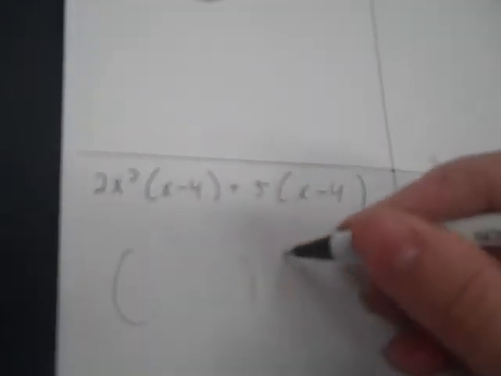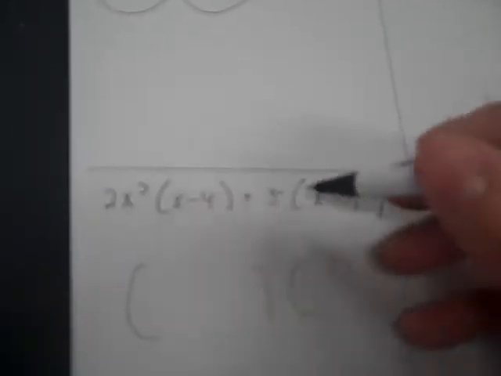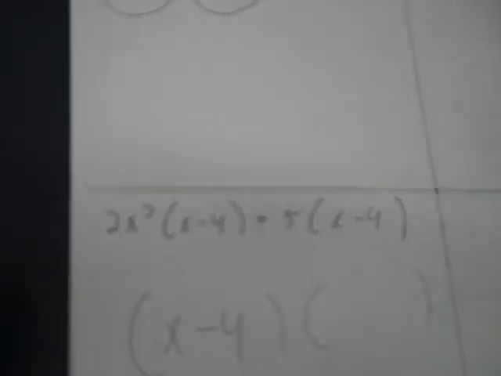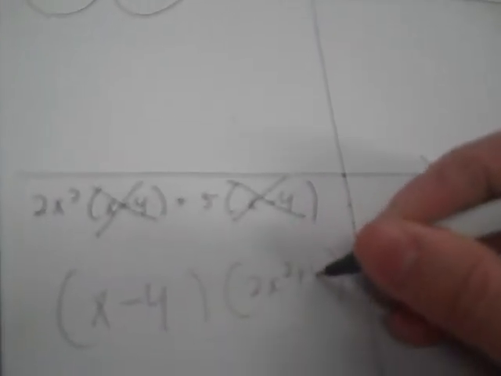All right, next one. What's in both parentheses? Okay, x minus 4. Why don't you put that? Actually, whatever's in those, put those here. Okay, doesn't matter which one, I guess, but cross those out, and then we have 2x to the second plus 5. Okay. So I can circle the one that has a plus.